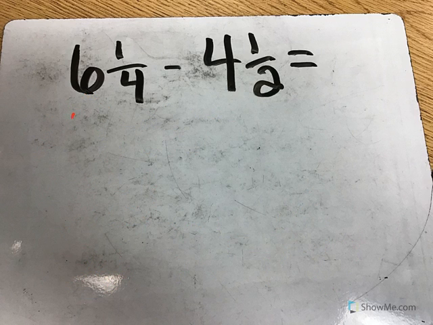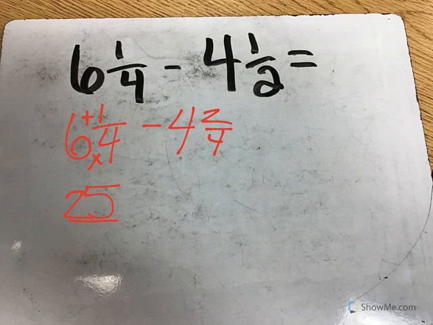Now, I could do this with improper fractions. So the first thing I want to do is find common denominators, similar to the last problem. At this point, I turn them into improper fractions. How? Multiply, add, denominator stays the same. 4 times 6 is 24. 24 plus 1 is 25. And your denominator stays the same.